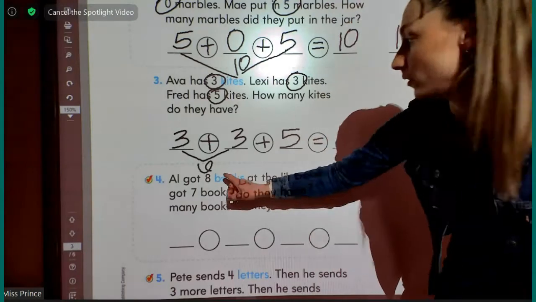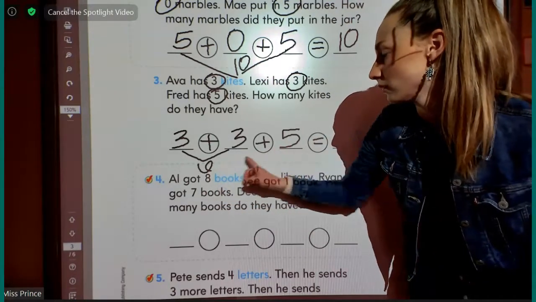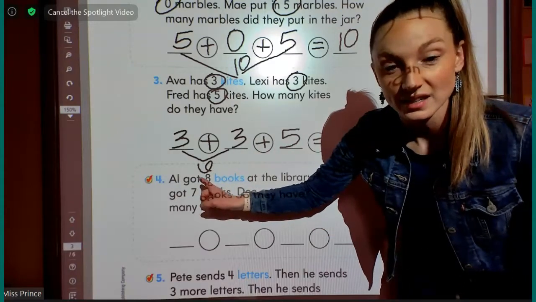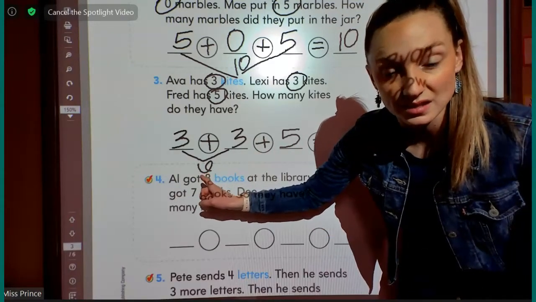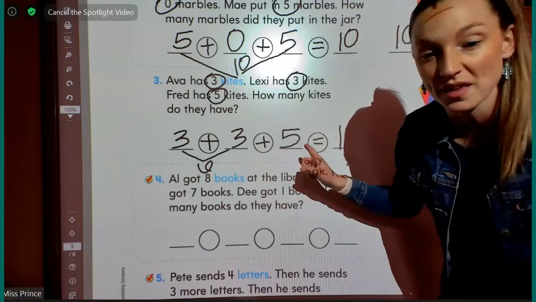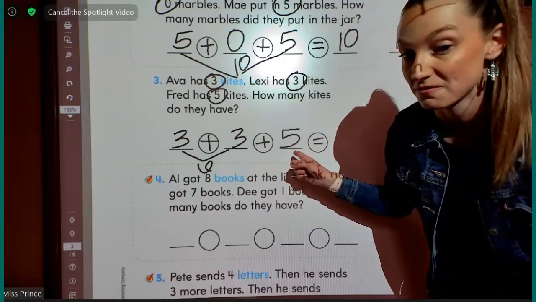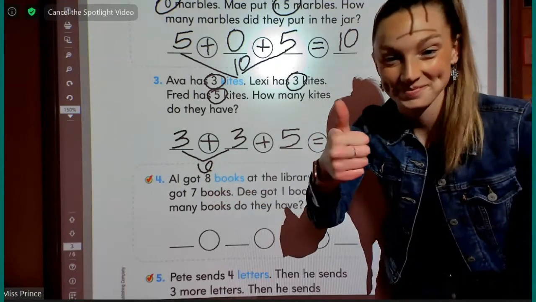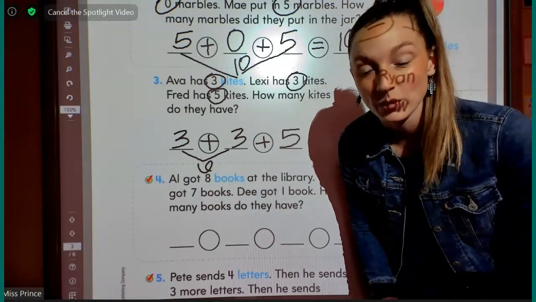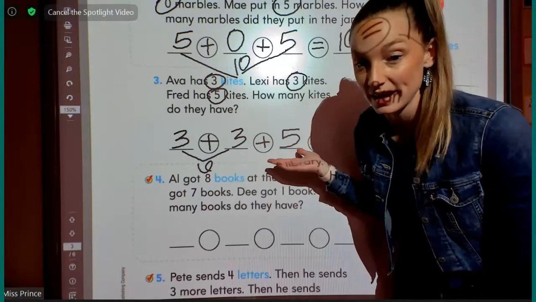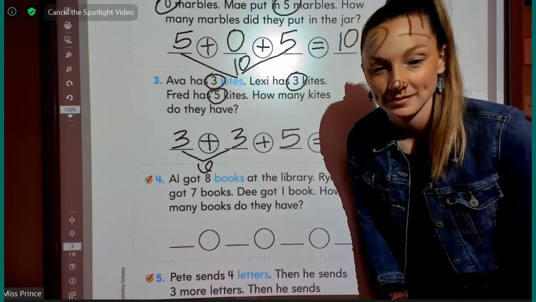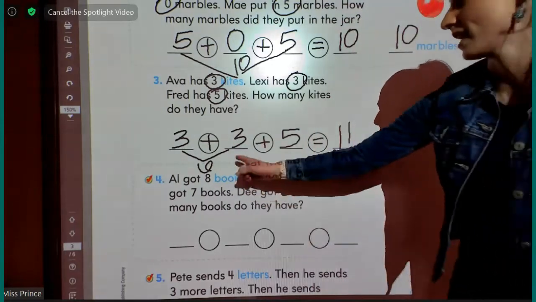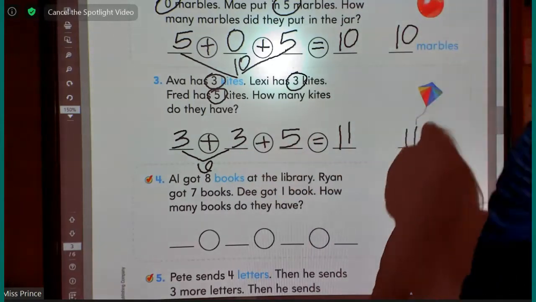Sophia, do you also notice that this is a double minus 1? We could say 6 plus 6 equals 12, but then we need to take away 1 because this is a 5 and not a 6. So that's another way to do it, but we could also just count on, right? Yeah, perfect. Nice job.